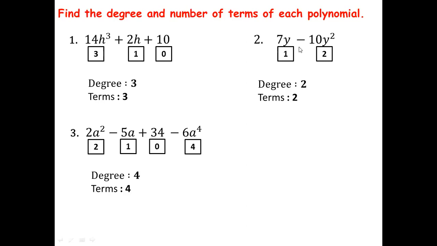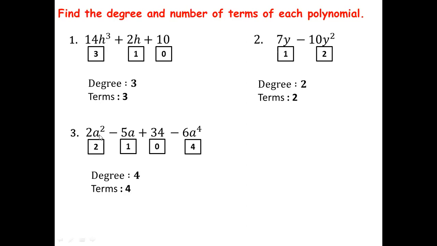Easy. So for this, the degree is going to be 1 because the variable alone has an exponent of 1. And then here, the degree is going to be 2. So we choose the highest degree, that's 2. So how many terms do we have here? We have 1, 2. So terms are 2 as well. These are very easy questions.